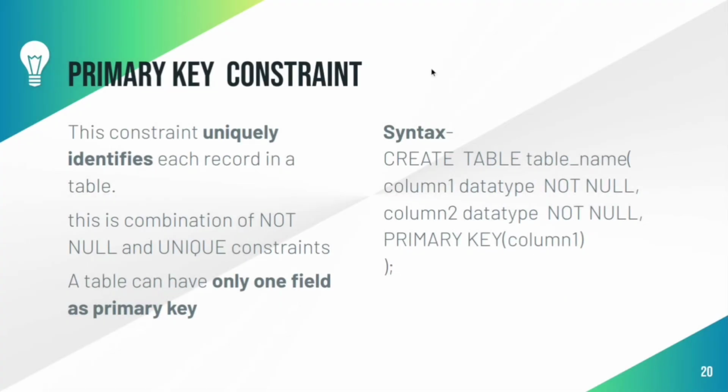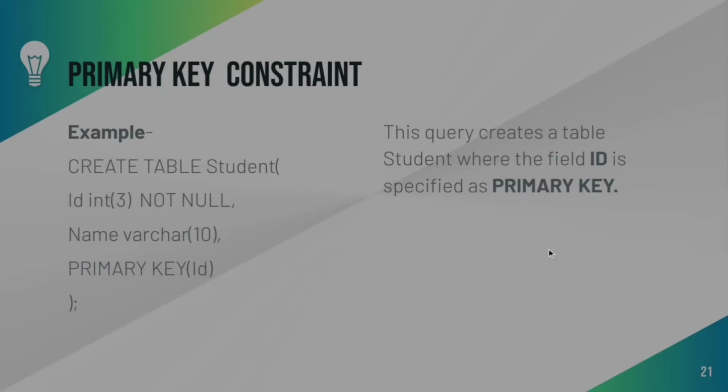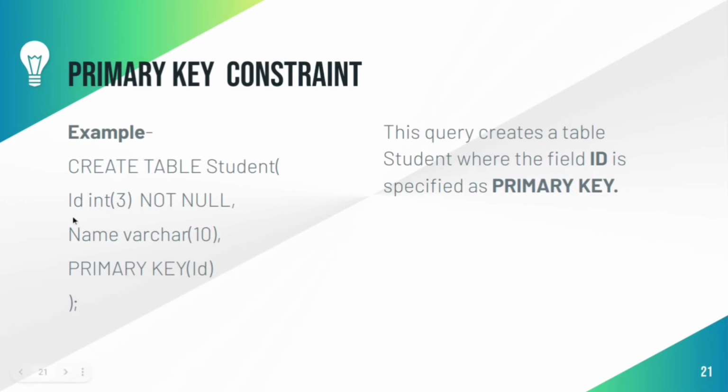Next, the primary key constraint. It will uniquely identify each record in a table. If a field in a table is a primary key, then the field will not be able to contain null values, and rows should have unique values for this field. The syntax: CREATE TABLE table name, column 1 data type, column 2, PRIMARY KEY column 1. For example, create table student, id integer NOT NULL, name varchar, PRIMARY KEY id. It will create the student table which has id as the primary key. A table can have only one field as a primary key. Note it down, this is important.